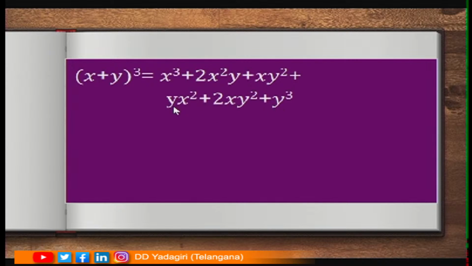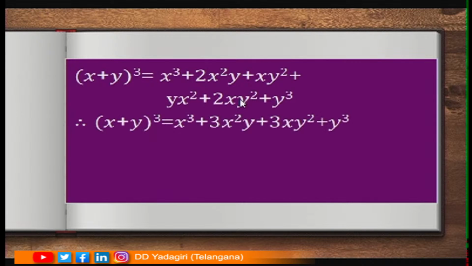Now, because yx square is same as x square y, you can add this to 2x square y, you are going to get 3x square y. And likewise, xy square and 2xy square is 3xy square. So, you can write as x cube plus 3x square y plus 3xy square plus y cube. Now, you can also rearrange this term, write the y cube as the second term.